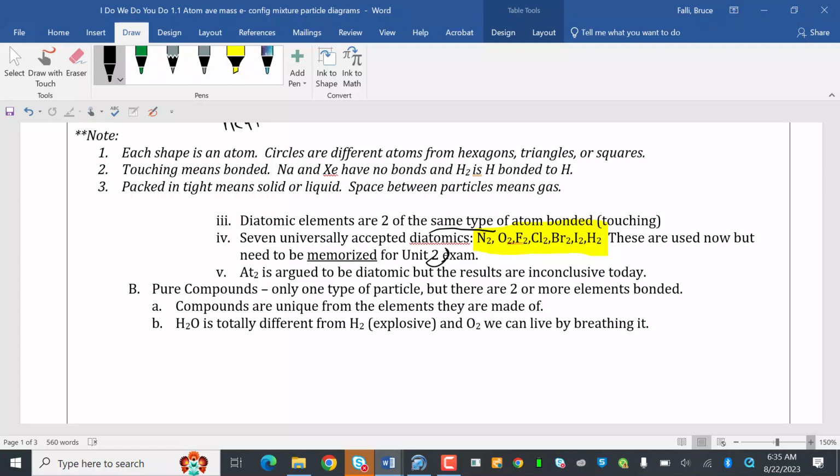At2 is argued to be diatomic, but the results are inconclusive, and really it's kind of a matter of opinion. It's like, do you say the cup is better than the size? So that's kind of the deal.